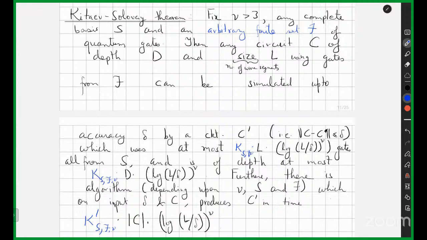All of that is implicit in the size and the depth. So it takes a circuit of a certain size and certain depth, and produces a circuit of comparable size and comparable depth. The loss is log(L/delta) to the power mu. Mu is about 3. There is ongoing work, I think, on trying to improve the 3. I don't know what the current state of the art is.